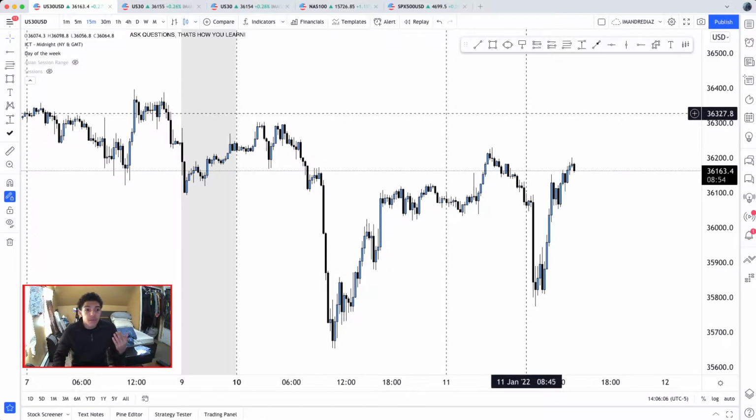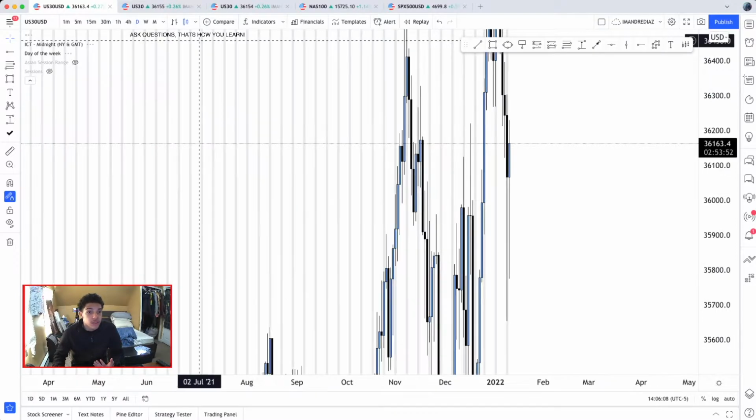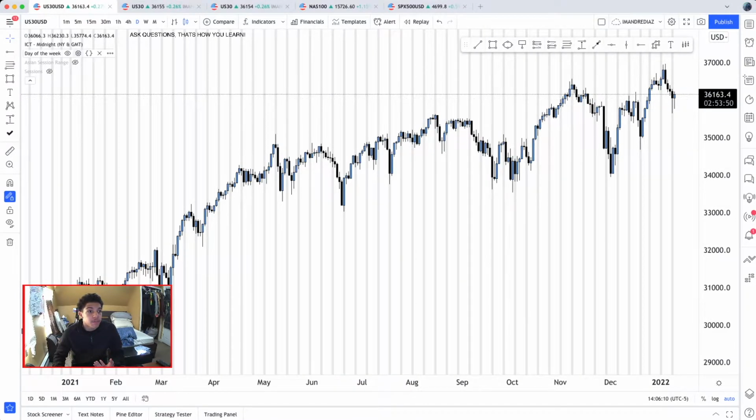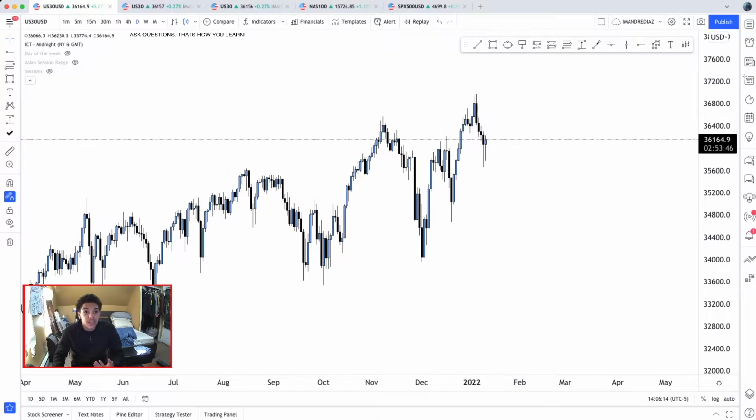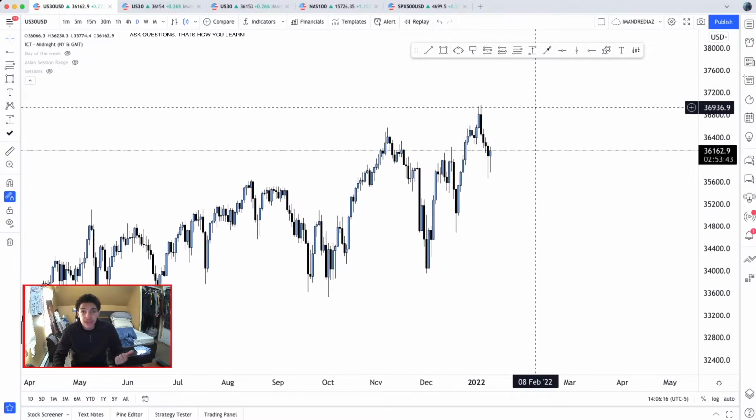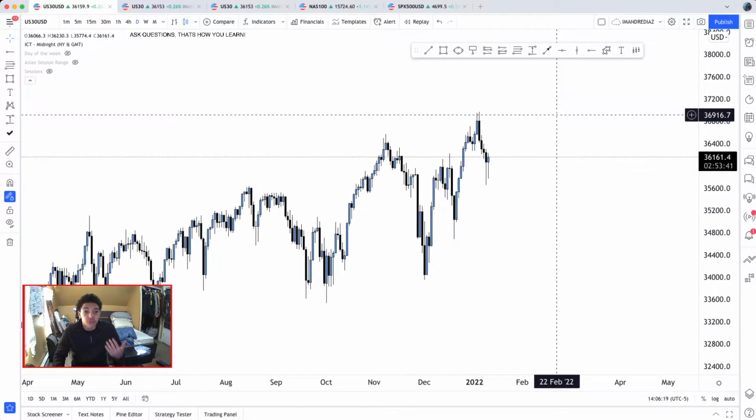So the difference between these two is that now I'm going to go in depth on what each is. So what do I mean by higher time frame order blocks? For example, let's go to the daily time frame. The daily and the weekly are going to consist of major order blocks that big banks and big institutional traders are using to trade off of.